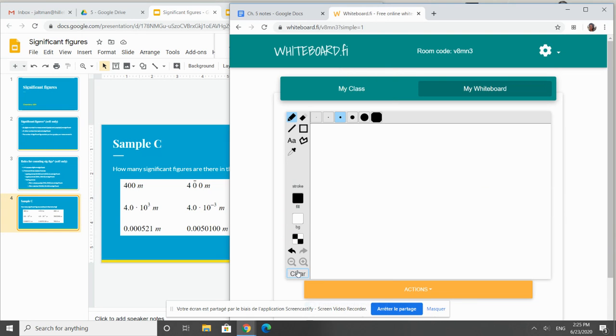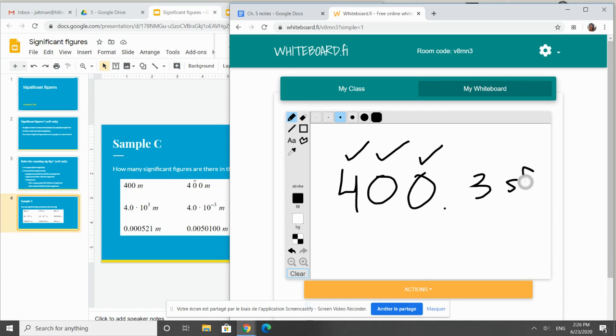Next, I have 400 with a dot at the end. So the 4 is significant. And then I put a dot after it to show that this 0 is significant, which makes this one significant. So 3 sig figs. Next, I have 4.0 times 10 to the third.